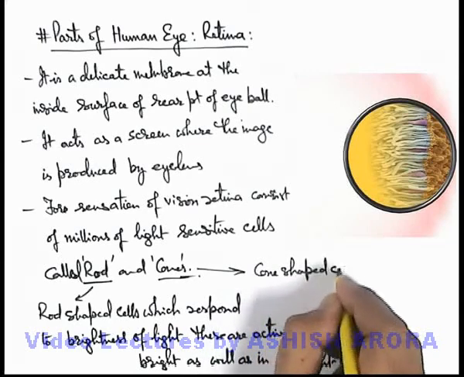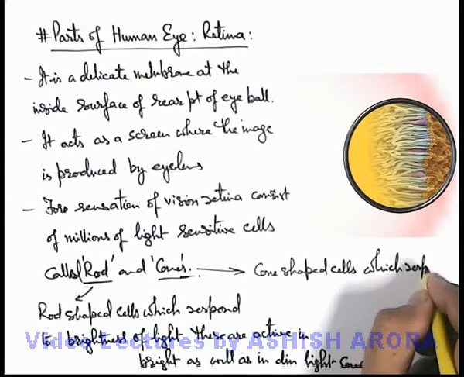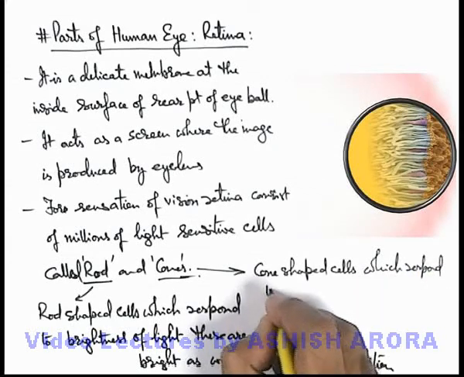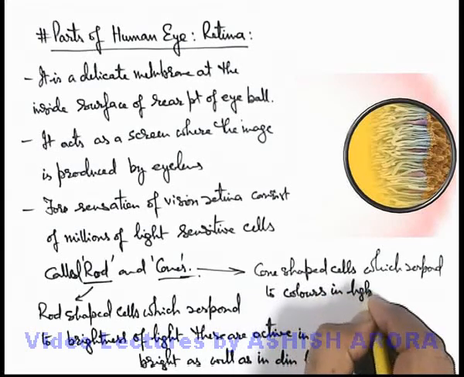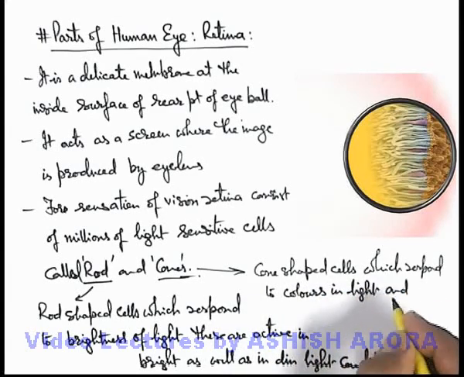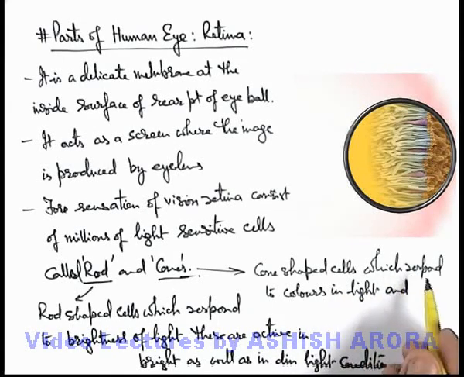cone-shaped cells which respond to colors and light. And we know well that we can see colors only when sufficient brightness is there. In darkness we cannot see colors.